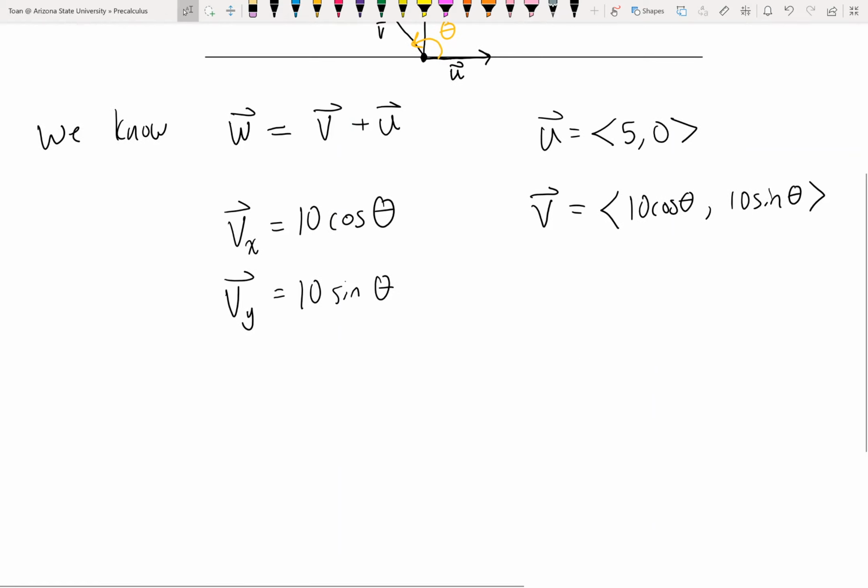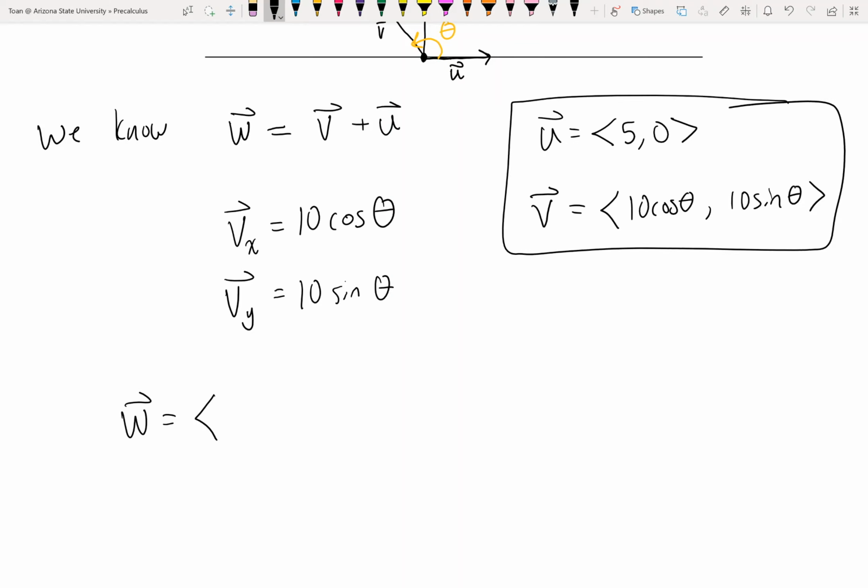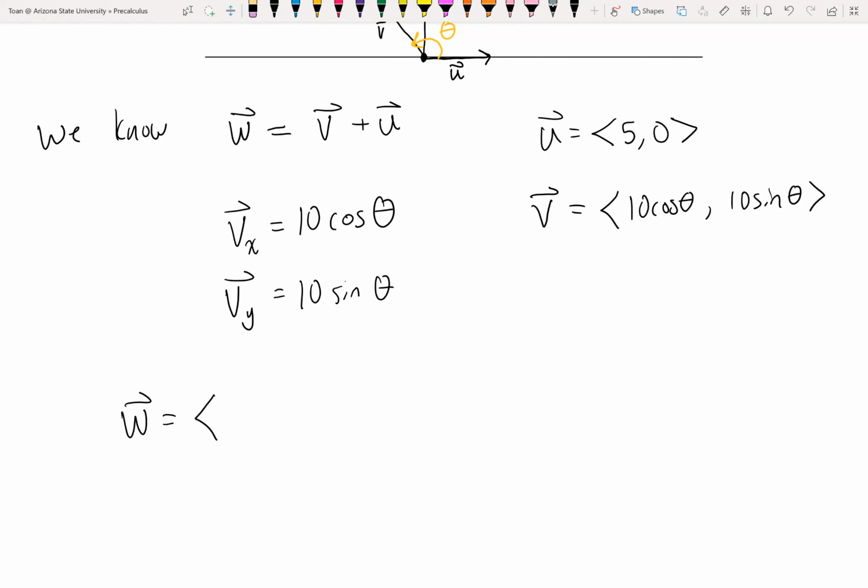So now we can set up our equation. We know that our overall vector would be the sum of these two vectors. So we'll go ahead and add it. X plus x, comma, y plus y. Now, anything plus 0 doesn't change, so this would be 10 sine theta. So that's great. We have this, but how does that really help us?